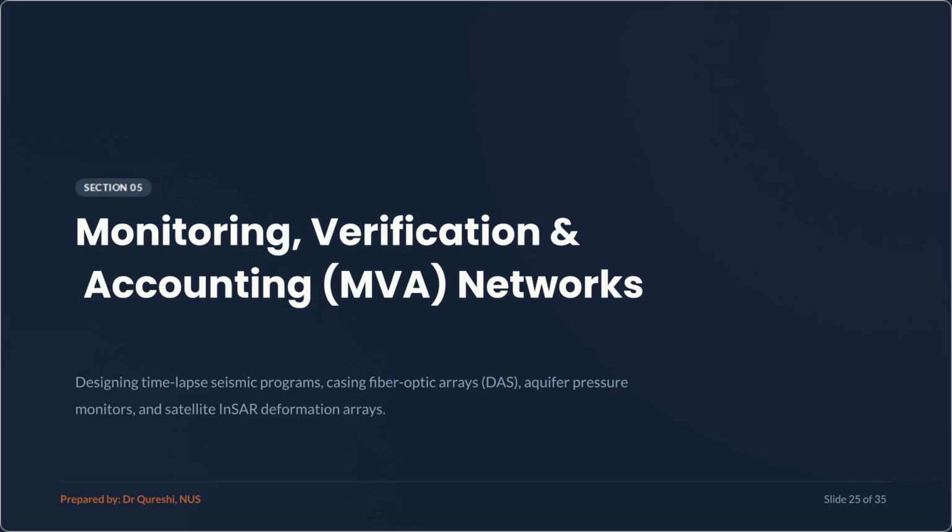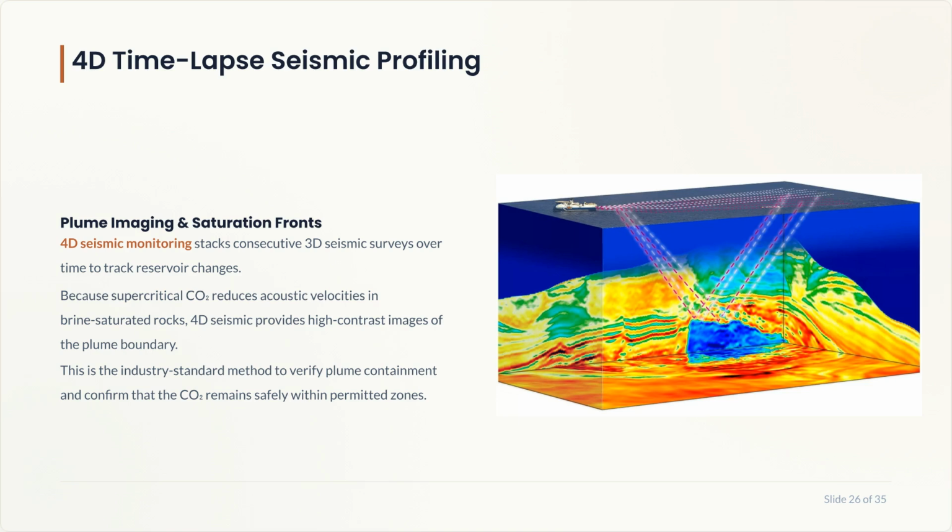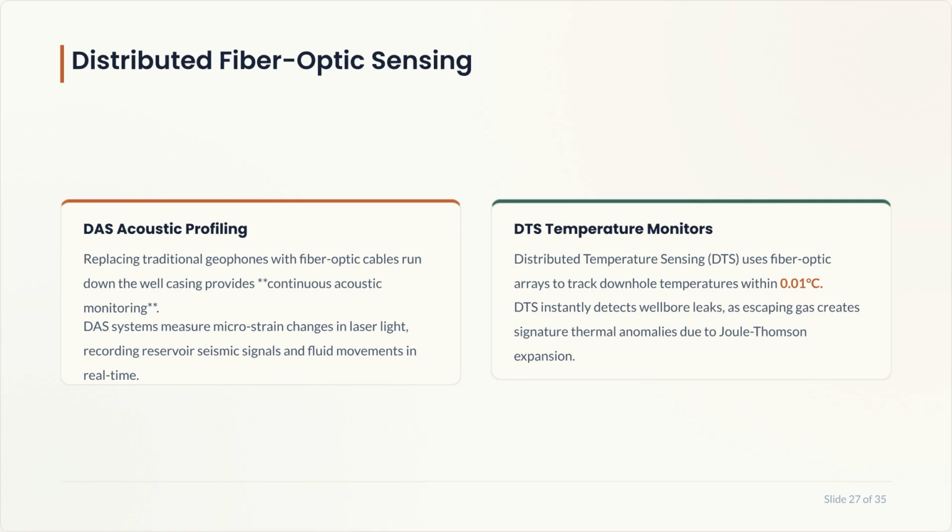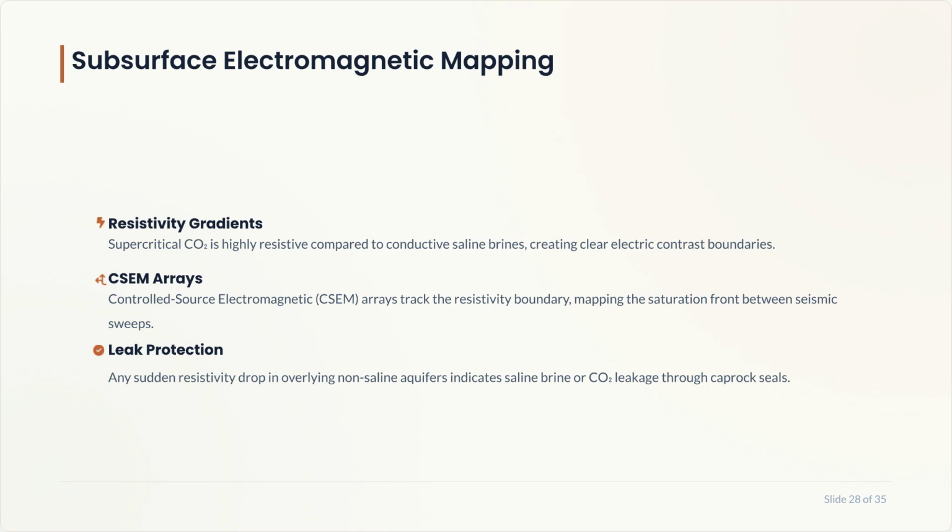These networks are crucial for tracking the CO₂ plume and verifying containment over the project lifecycle. 4D time-lapse seismic profiling is a standard MVA tool. By comparing seismic surveys over time, we can visualize plume boundaries and confirm containment within the designated storage zone. Advanced sensing technologies include distributed acoustic and temperature sensing. Fiber optic cables provide real-time, high-resolution data on acoustic signals and temperature anomalies, helping detect potential leaks instantly.